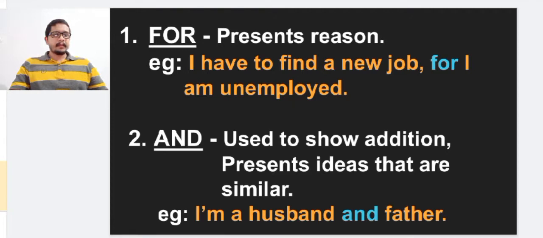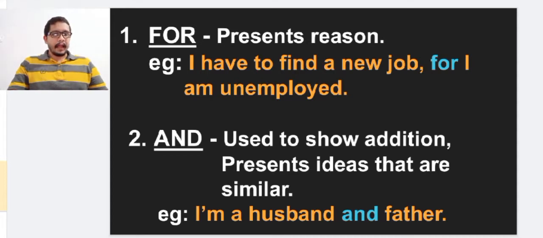So we have to remember an important rule when we connect two independent clauses. If we connect two independent clauses with a coordinating conjunction, we always have to use a comma after the first independent clause. It's an important rule, the usage of the comma. Always use a comma after the first independent clause, or just before the conjunction. That is an important rule.